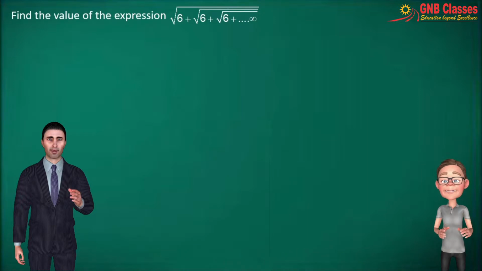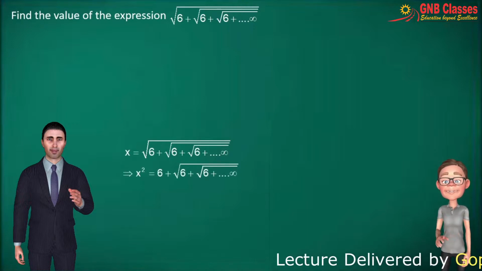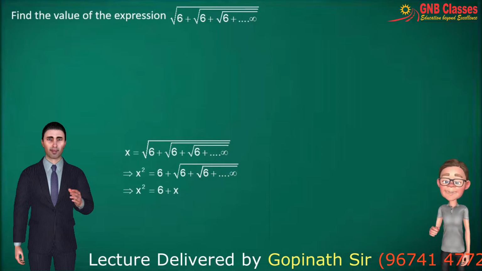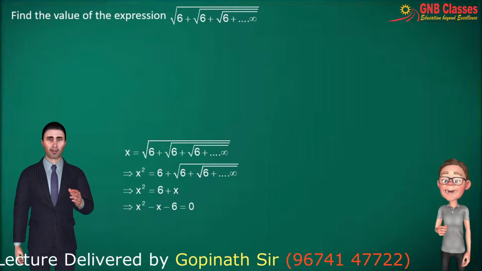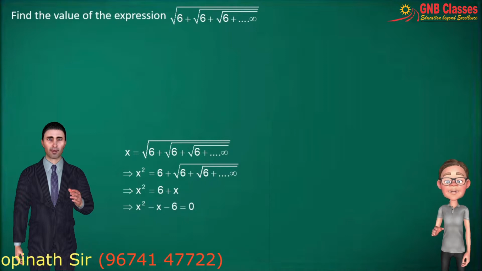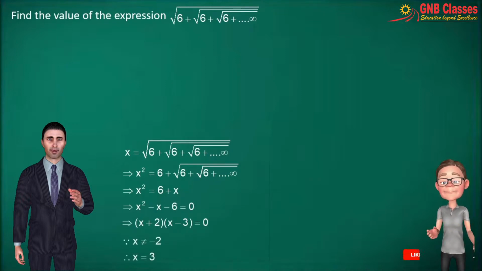Of course, sir. Let us assume x is equal to the given expression. Now squaring both sides we get x square equals 6 plus x. X is replaced for the expression. Now take every term to the left-hand side, we get x square minus x minus 6 equals 0. After factorizing we get (x plus 2) into (x minus 3) equals 0. As x cannot be negative, hence x is equal to 3.